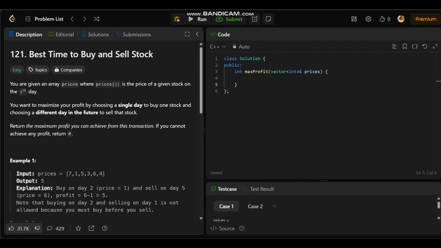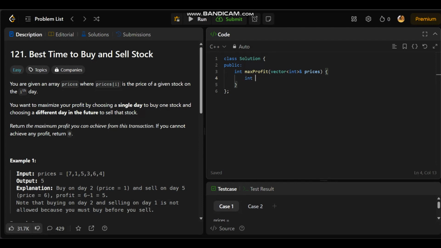Now, if on another day after this, suppose the minimum price is 0. I know it's not possible for a price to be 0, but let's suppose there is a price less than 1. Then we are going to update our minimum price to 0, and then we look for the next maximum value. Suppose there is a 6 after 0 also. So 6 minus 0 is 6, so maximum profit will become 6. So we have to keep track of two variables, that is minimum price and maximum profit.